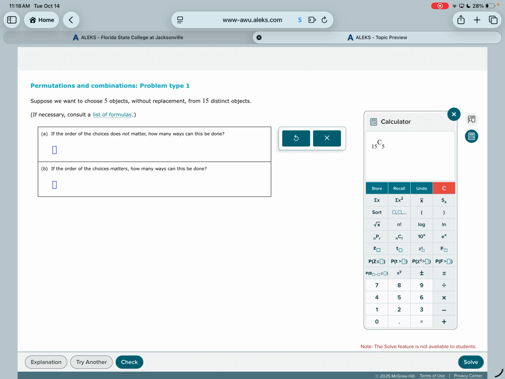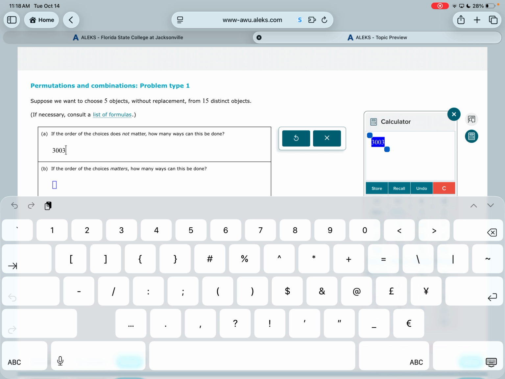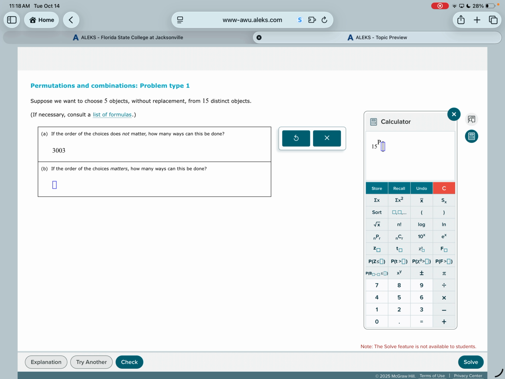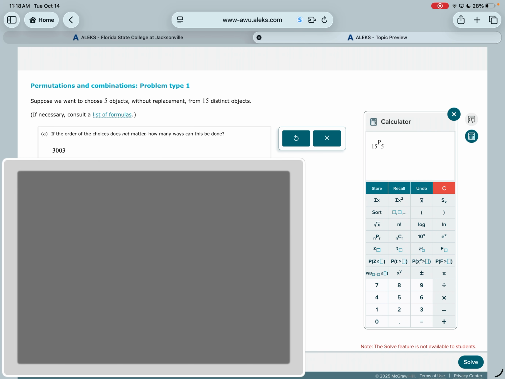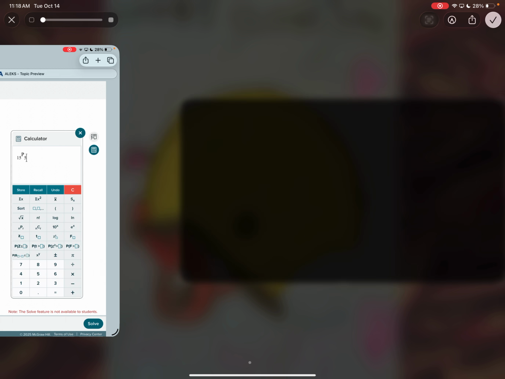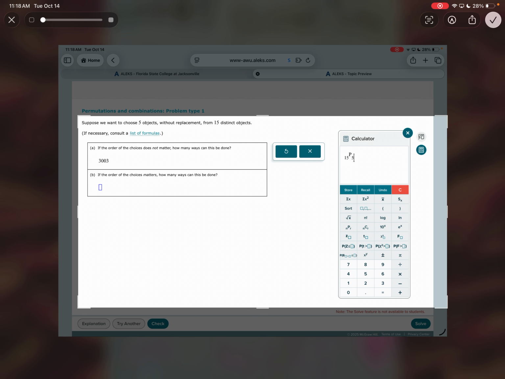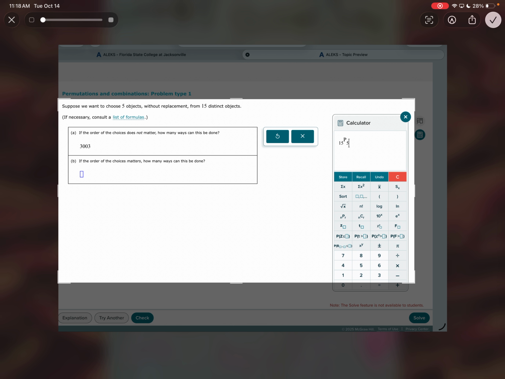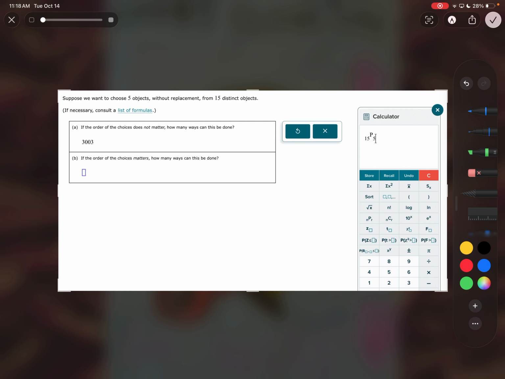So again, this one tells you whether the order matters or not. 15C5 is 3003. And then permutation 15P5, 360360. So these first two are super easy because they just tell you whether the order matters or not. The last one does not tell you whether the order matters or not. This was 15P5. My other one was 15C5.